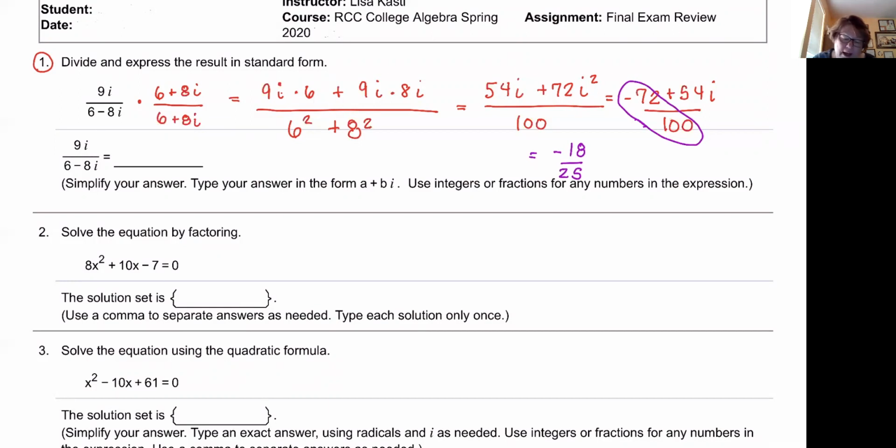In the 54 and 100, there is a common factor of 2. So when I cancel the common factor of 2 in the 54 and the 100, I get 27 over 50. And that's 27 over 50i. So the correct answer to this problem is -18 over 25 plus 27 over 50i. That is written in the correct form as a complex number.